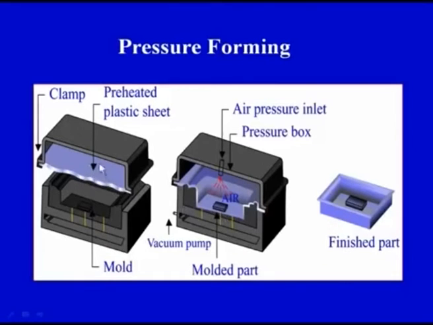So we had a preheated plastic sheet which has been deformed under the application of air pressure into a box. So this is the pressure forming process, and we have already seen the vacuum forming process, and from this diagram we can try to understand the difference between the vacuum forming and the pressure forming.